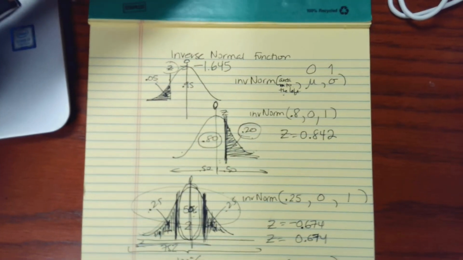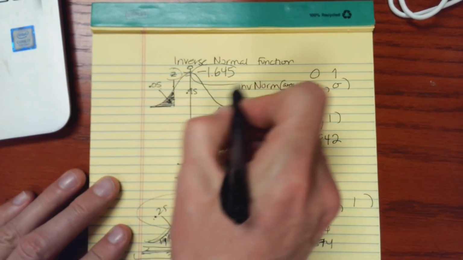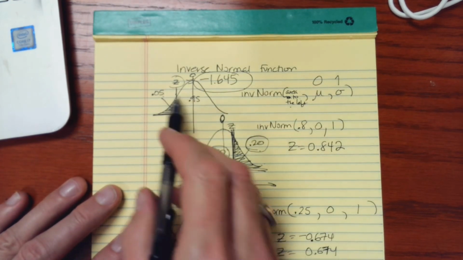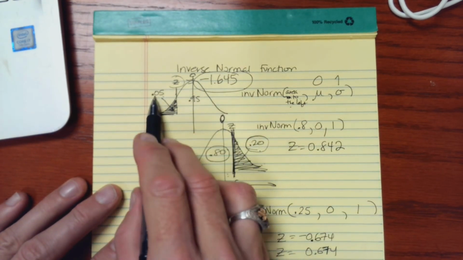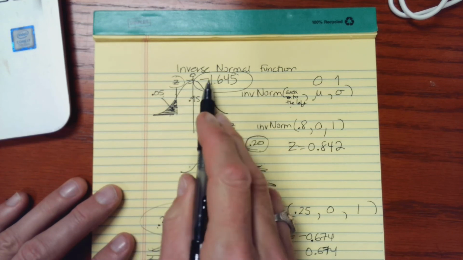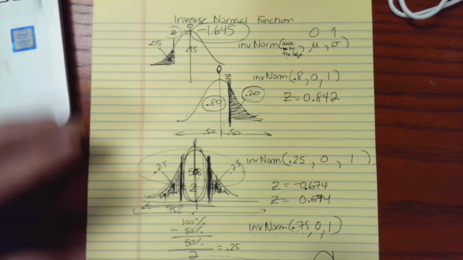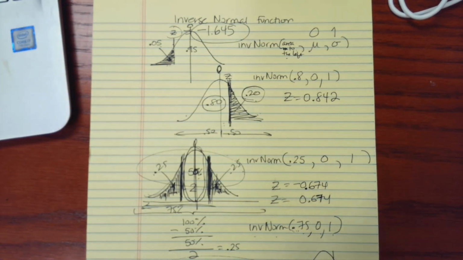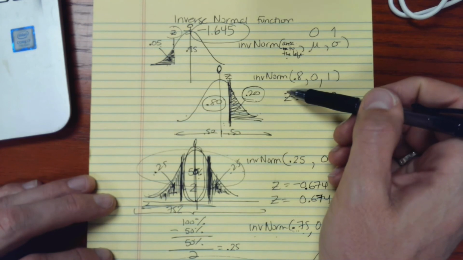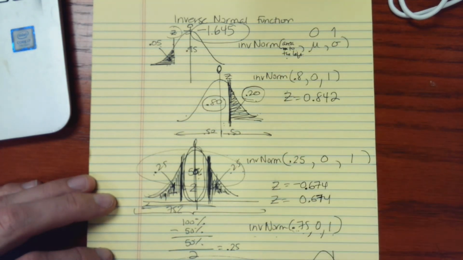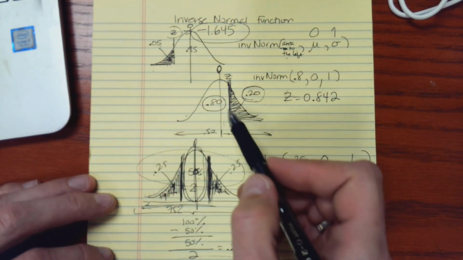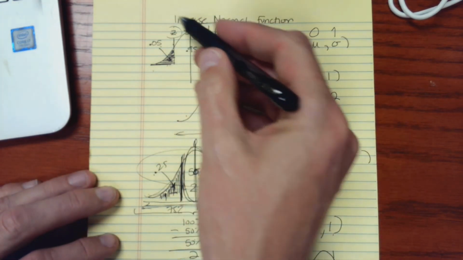Recall, we could have also noticed that that's the value that puts 5% in the left tail. The opposite of that is going to put 5% in the right tail. So that is how we use the inverse norm function. In these questions, we are starting with an area or probability, and we're trying to find a z-score.